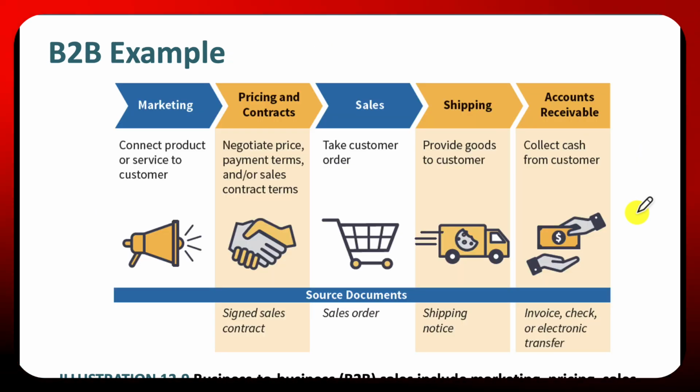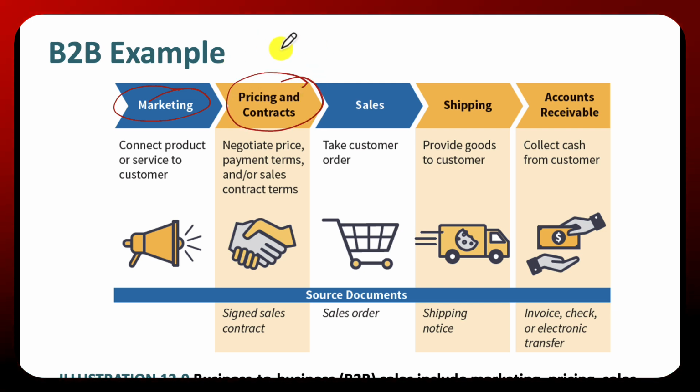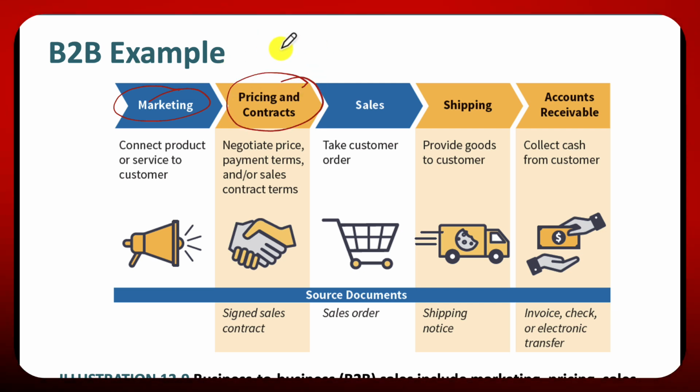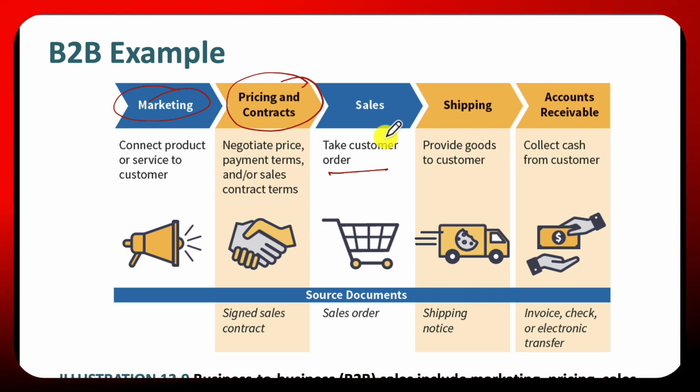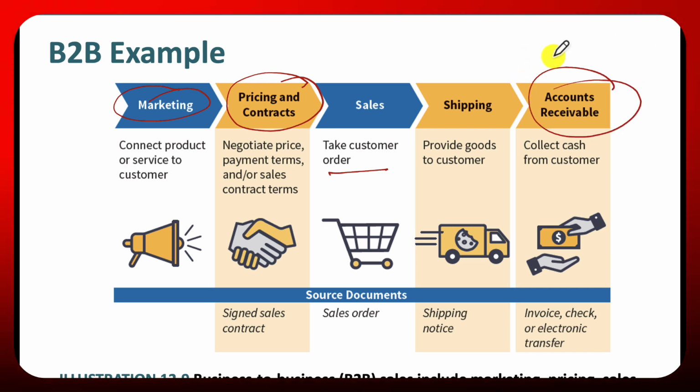Here we see another B2B, or business to business, example. As we started with marketing, where we're connecting the product or service to the customer, now we add the pricing and contracts, where we're negotiating price, payment terms, and other sales contract terms. Then we have the sale itself, which is where we're taking the customer order. We are shipping those goods to the customers. And then we have the accounts receivable, or the AR, which is the balance that we have. And then we collect the funds from the customer.